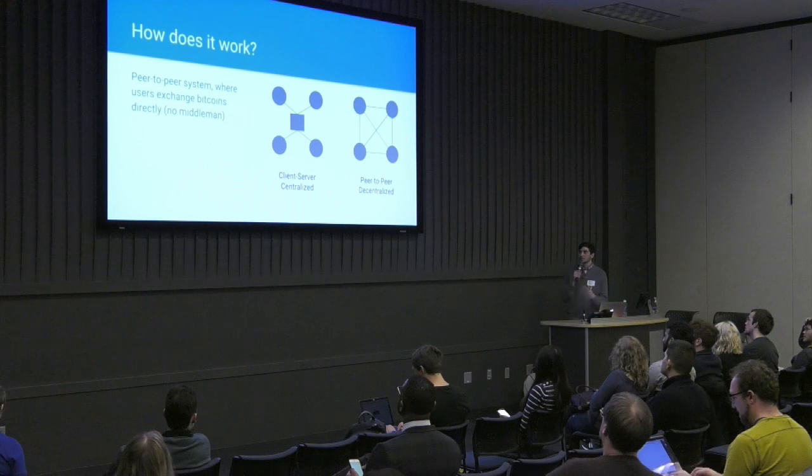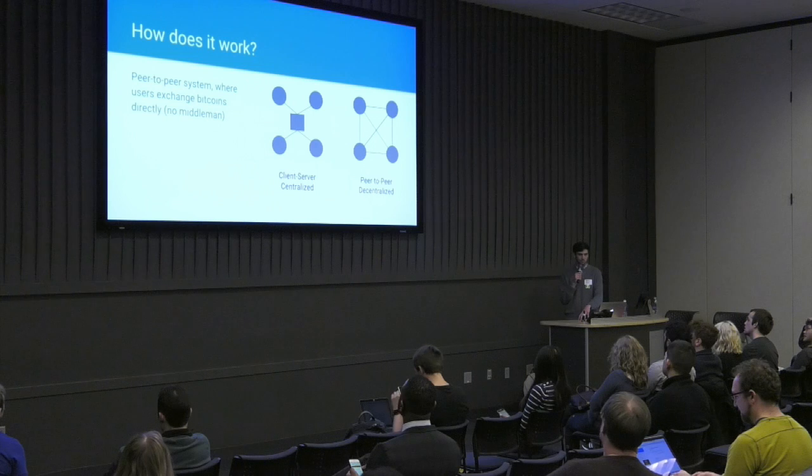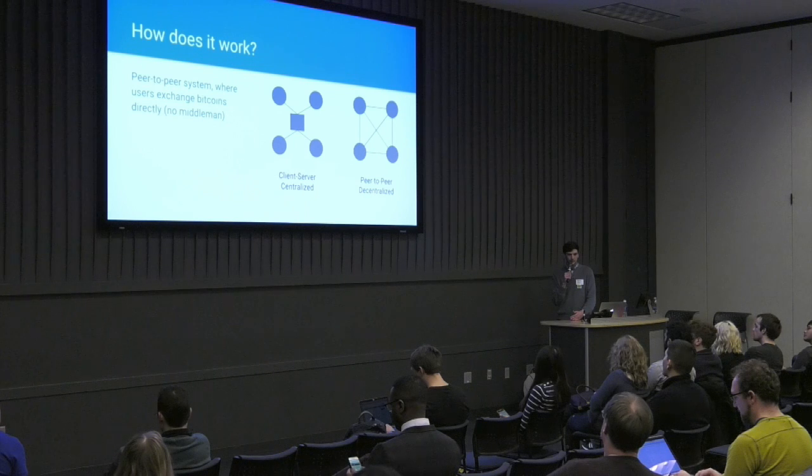Bitcoin instead uses a peer-to-peer architecture where every node, each computer, is connected to every other computer. So if you want to send Bitcoins, you send them directly to the person you're trying to send them to. There's no middleman. A little caveat is that you have to broadcast that to the whole network so that they can do a few security checks. But the money actually goes directly from your computer to the other person's computer.